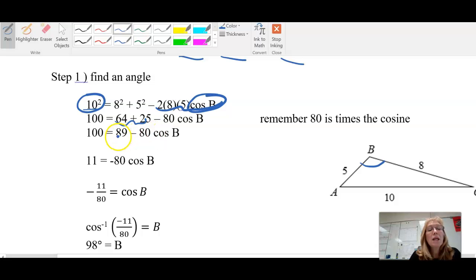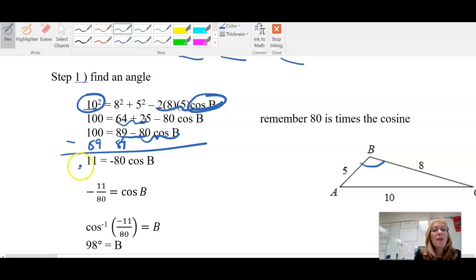You cannot combine these two because this is one term. So your first step is to subtract 89. Make sure you're following your order of operations. Then you divide by the negative 80. Okay, now I take the inverse cosine of that answer, and B is equal to 98 degrees.